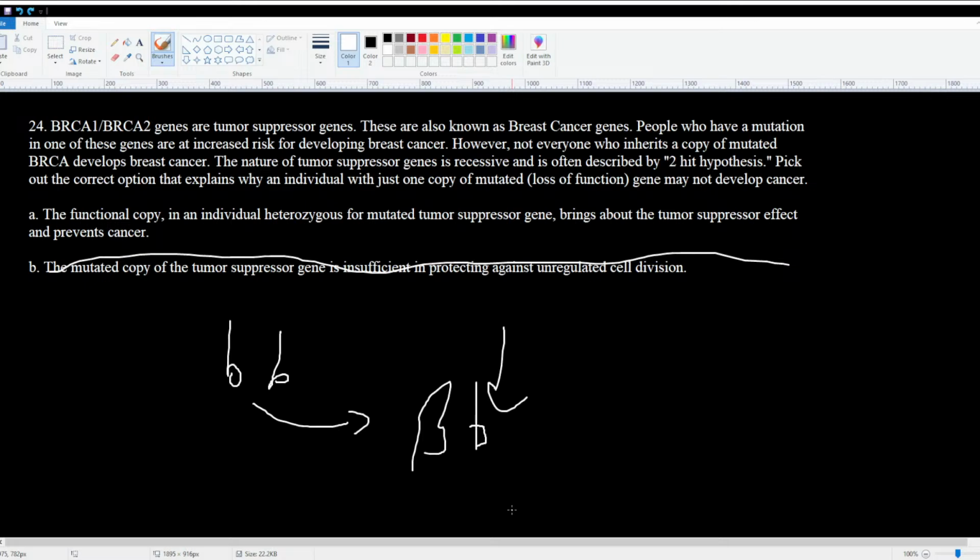Incomplete dominance basically means that the recessive allele and the dominant allele are both expressed. They're kind of in conflict with each other because the dominant gene isn't completely dominant over the recessive. So the answer will be A.